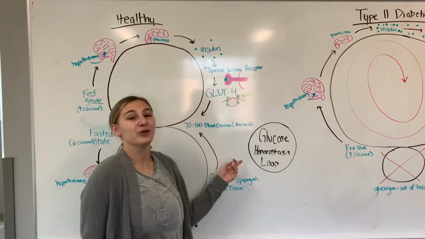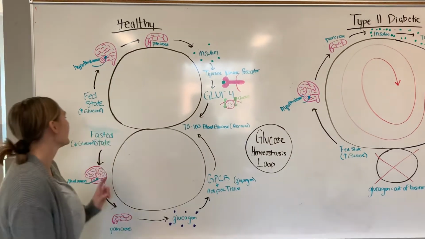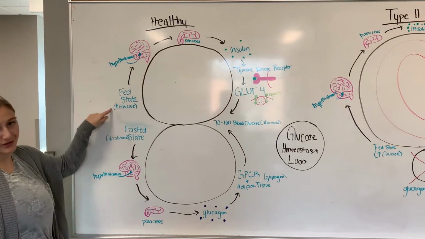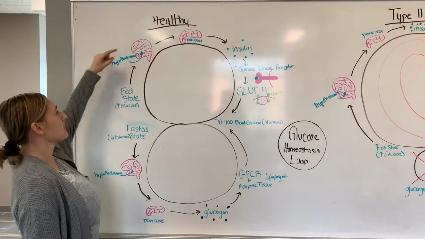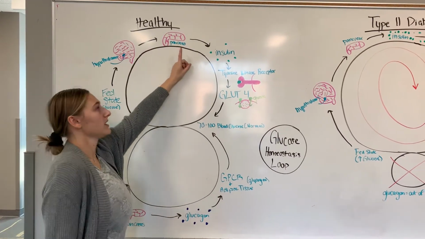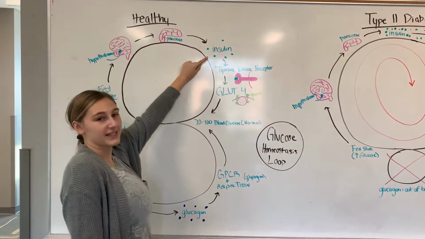Here we have the glucose homeostasis loop. So when a normal healthy person eats, their blood glucose levels are going to go up. And that's going to send a message to the hypothalamus in our brain, which will talk to the pancreas, which is going to release a hormone called insulin.